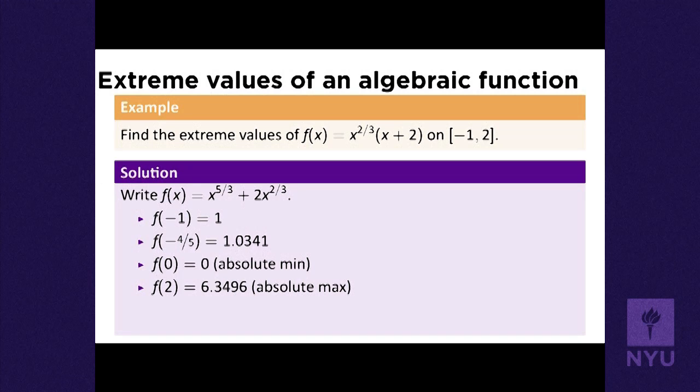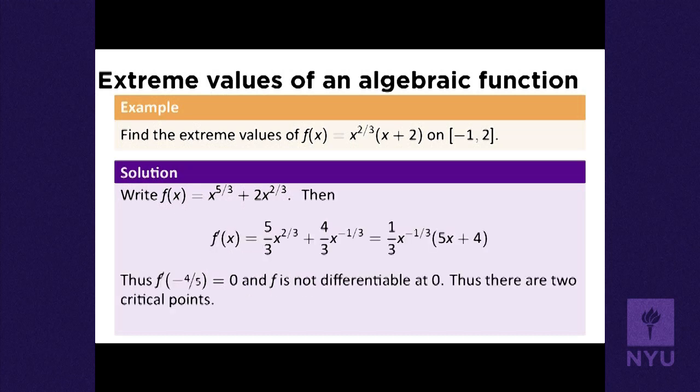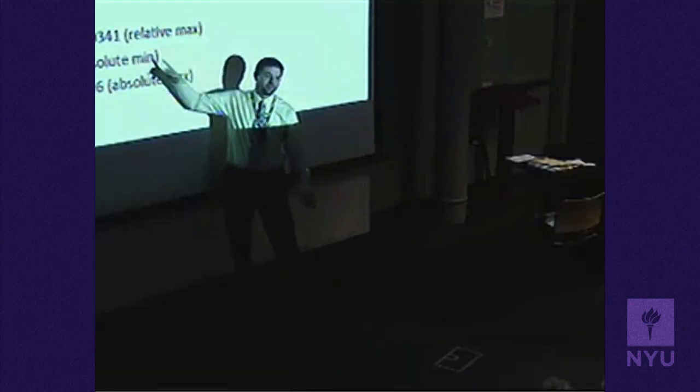What about negative 4/5? Is that point a local anything? It is a local max. The function goes from 1 up to something very slightly bigger than 1, and then down to 0. And so this is a local or relative max. And the first point, negative 1, comma 1, that's not a local anything, because it's an endpoint, and it's not a maximum, and it's not a minimum.